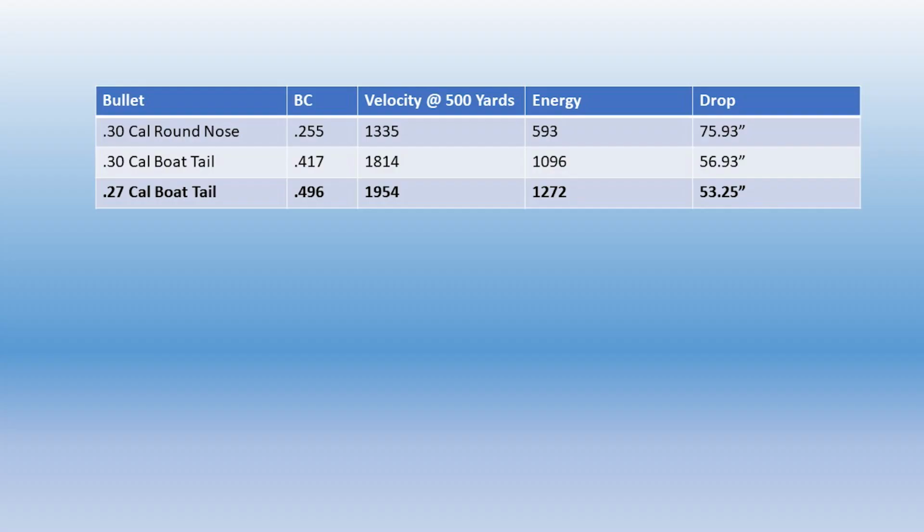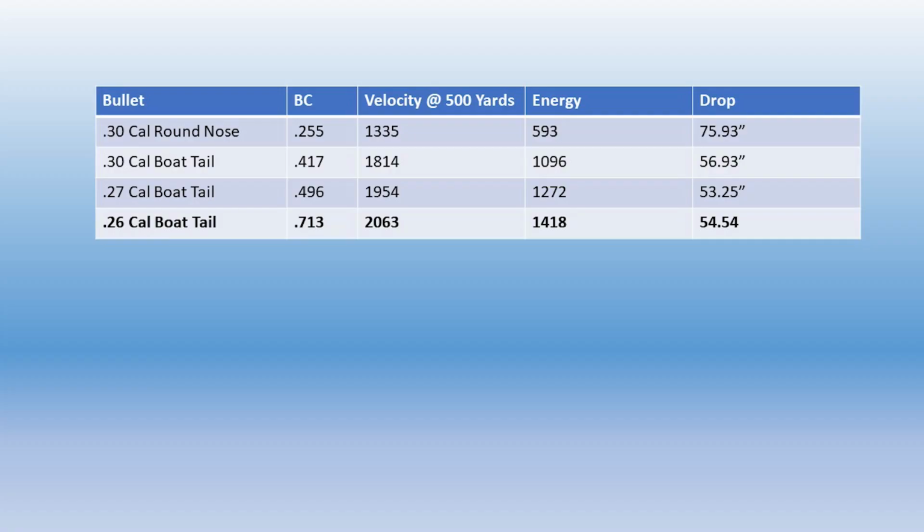Now the 270, once again we're necking it down but staying with our 150 grains, reaches our 500 yard target at 1,954 feet per second, so it's lost only 850 feet per second over 500 yards, and reaches the target with 1,272 foot-pounds of energy. So we've still got a little threshold there.